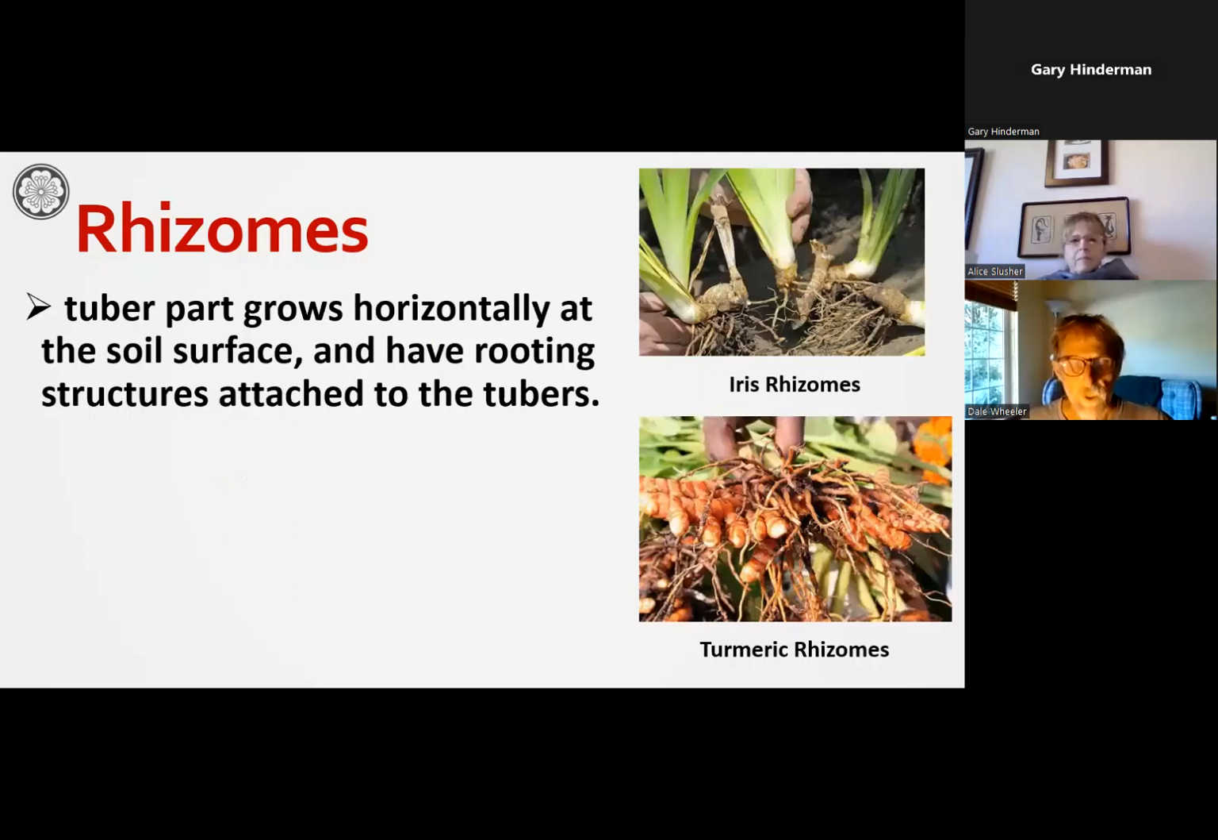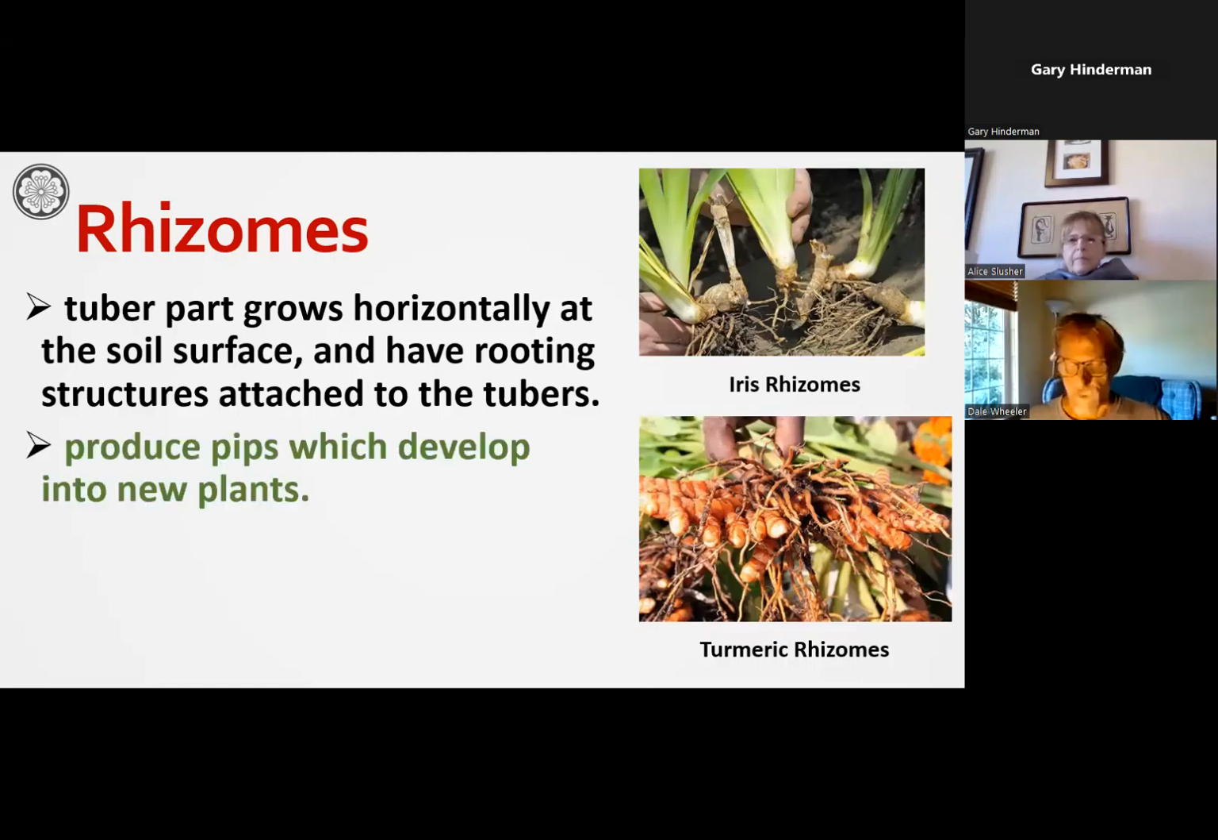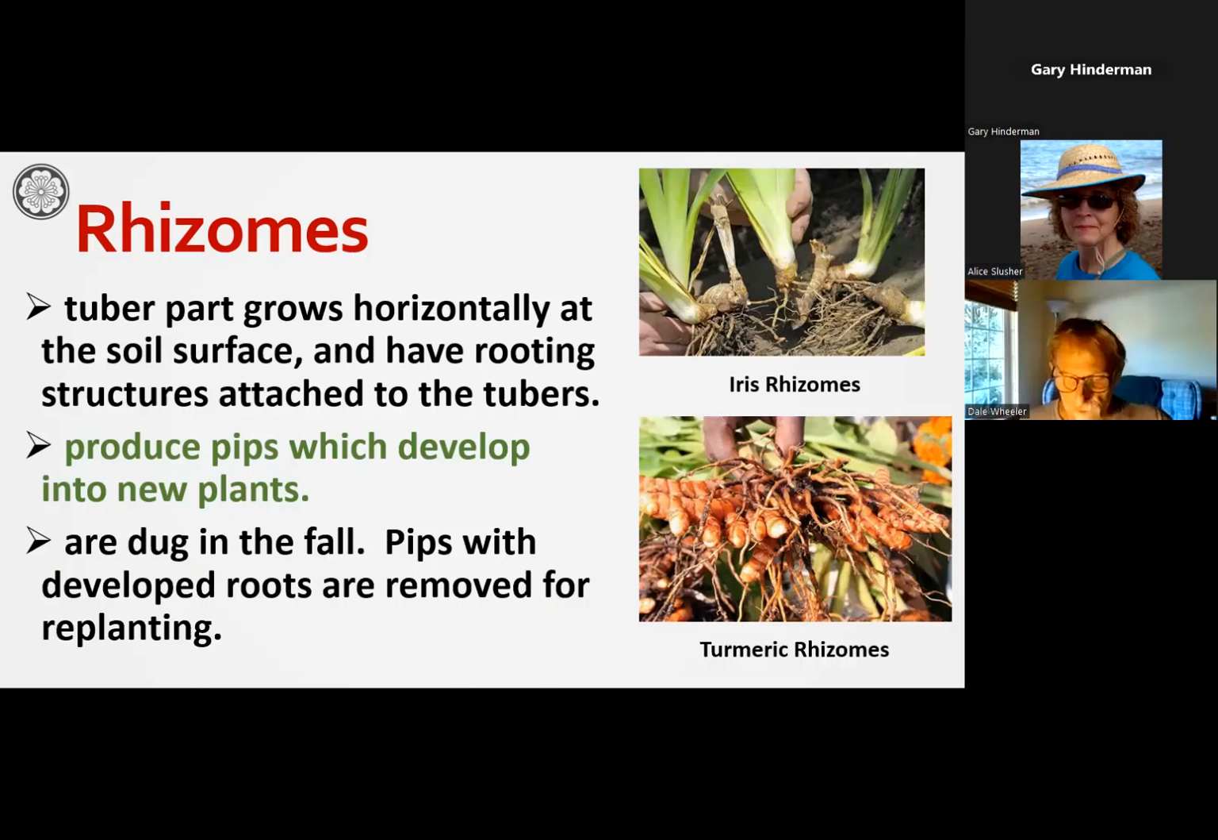Rhizomes consist of a tuber and roots. The tuber part goes horizontally along the soil surface with rooting structures attached to the tubers. Rhizomes produce pips, which are the new plant growth originating out of the growing tubers. When transplanting, rhizomes are dug up in the early fall, and the new pips are separated. And then the rhizomes and any new pips are replanted.